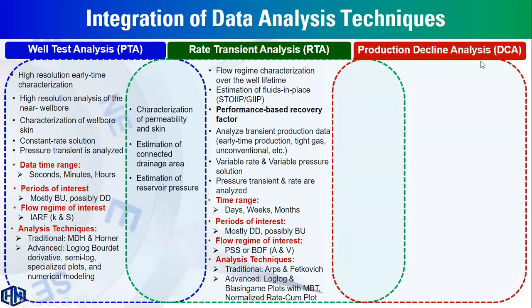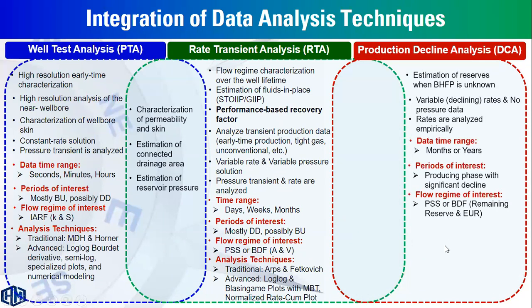The production decline analysis simply uses the techniques of Arps, the traditional technique, or Fetkovich type curves.